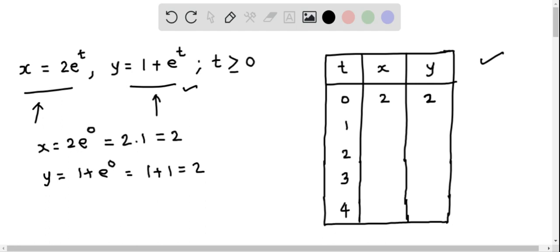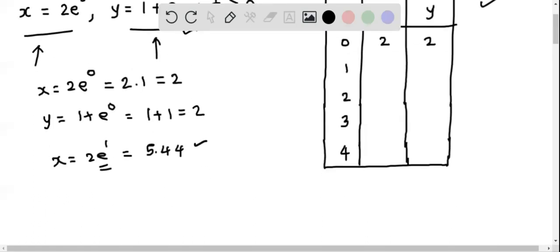Let's fill in one more value, when t equals 1. x equals 2 times e raised to the power of 1. This is approximately 5.44. We plug the value of e into the calculator and multiply by 2 so that we get this value.